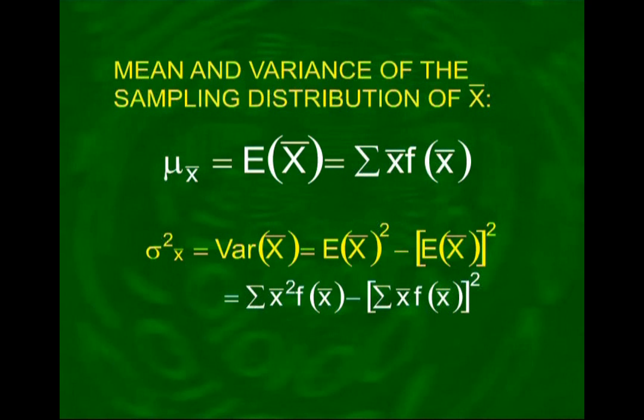Similarly, sigma square x bar, that is the variance of the sampling distribution of x bar, is equal to expected value of x bar square minus expected value of x bar whole square, and this is further equal to sigma x bar square into f of x bar minus sigma x bar into f of x bar whole square.